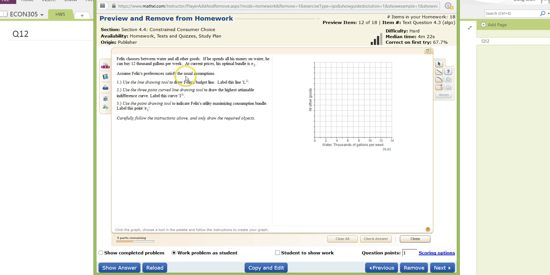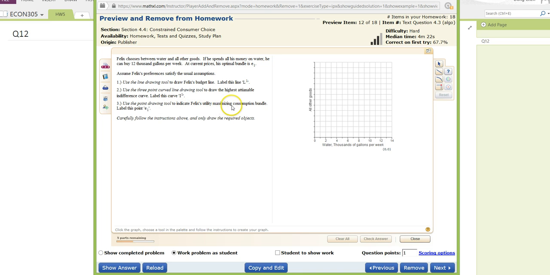Number 1, use the line drawing tool to draw Felix's budget line. Label this line L1. Number 2, use the 3-point curved line drawing tool to draw the highest attainable indifference curve. Label this curve I1. Number 3, use the point drawing tool to indicate Felix's utility maximizing consumption bundle. Label this point E1.